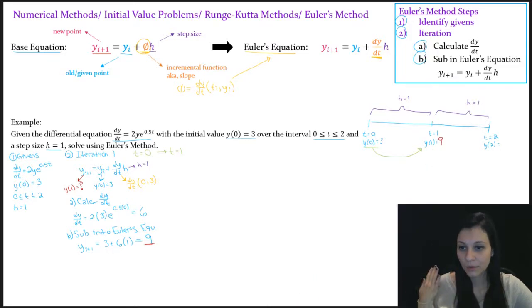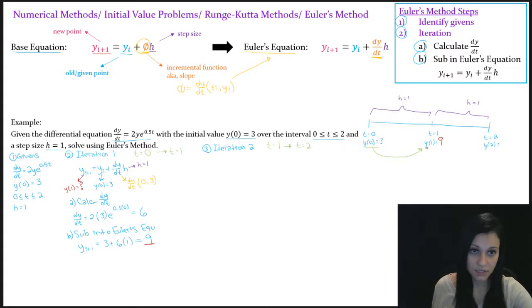Okay, we're not done yet because we haven't reached our upper bound. So now we're going to perform a second iteration. And this time we're going to go from t equals 1 to t equals 2. So this time we're going from here to here.